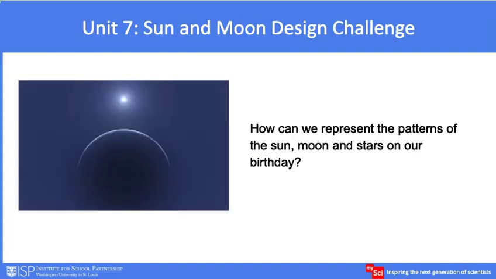The design challenge for this unit is a culminating activity in Lesson 8. Closely connected to the anchoring phenomenon of tracking time for our birthday, students are tasked with representing what the sky would look like on their birthday. They use models of the Earth, Sun, Moon system to research how the sky changes over the course of a day and year, then draw pictures to show what their birthday sky would look like throughout the course of that day. Students also write a story to explain their pictures.